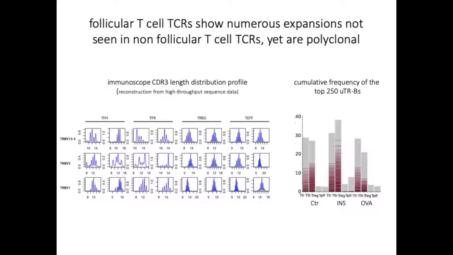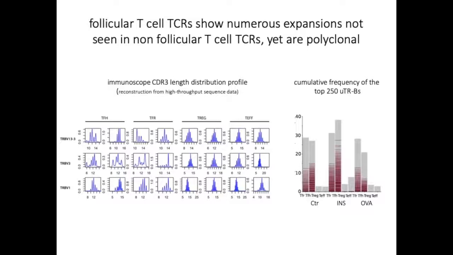We went on to look a bit in more detail at this repertoire. For example, first, reconstructing from the TCR sequence data the famous immunoscope profile that we used to work with in the ancient times. As you can see here, you immediately see that in Tfh, as in Tfr, you have a profile that shows some expansion. Here, for example, just 3 TRBV are highlighted.